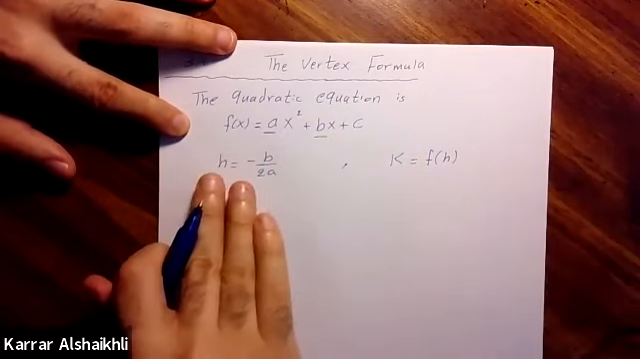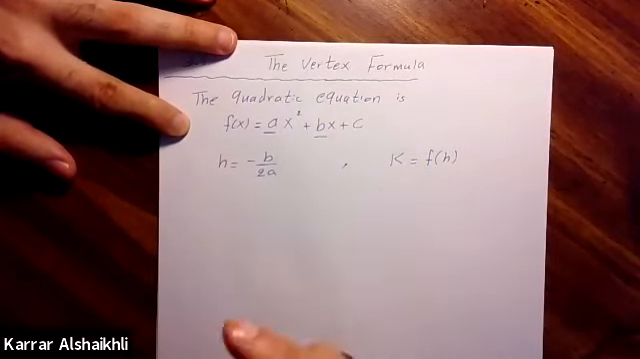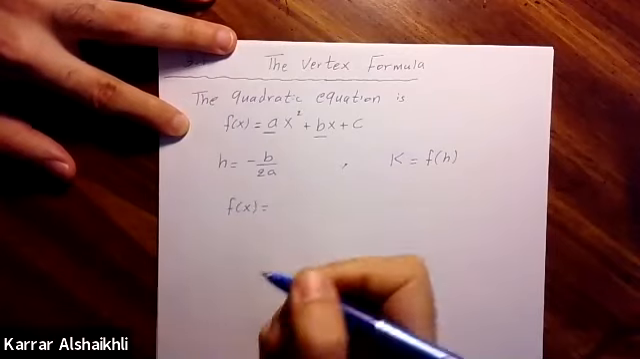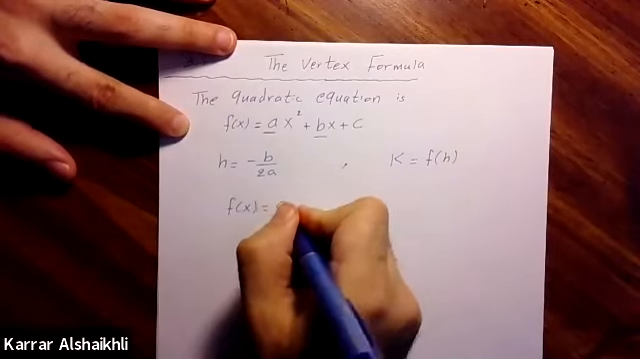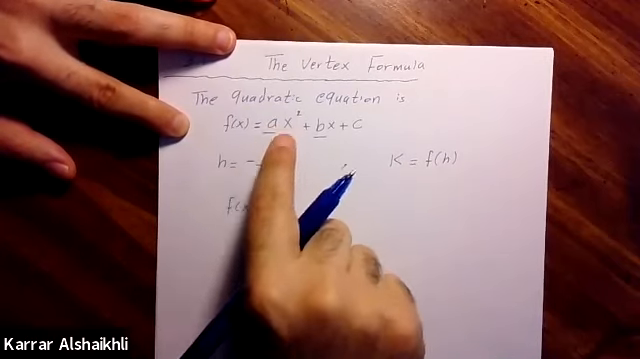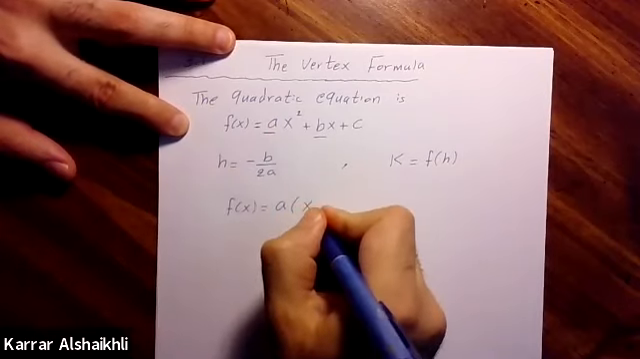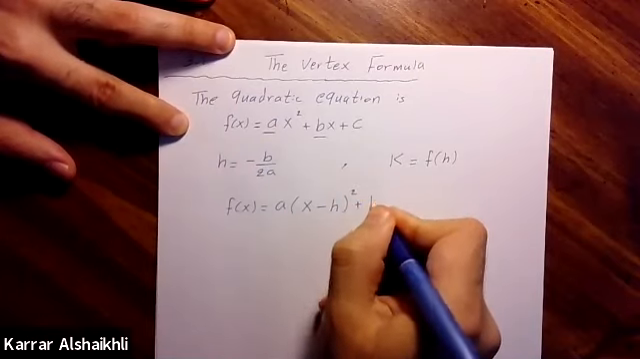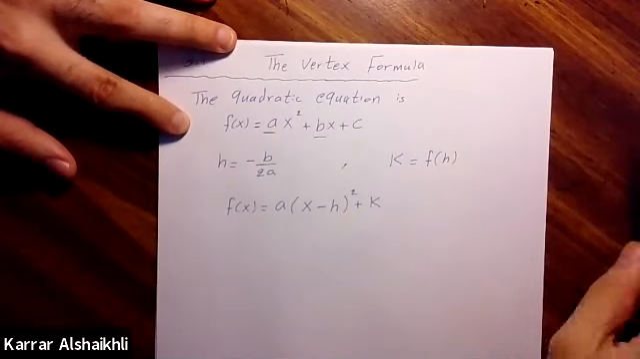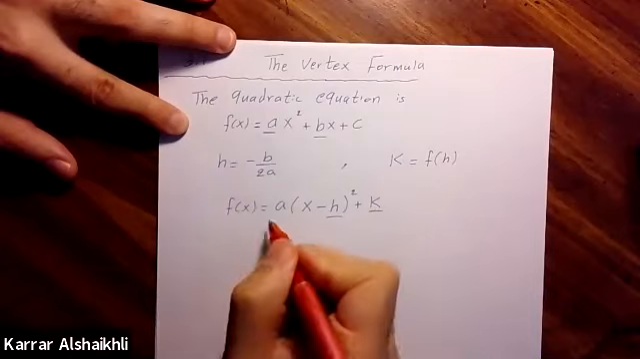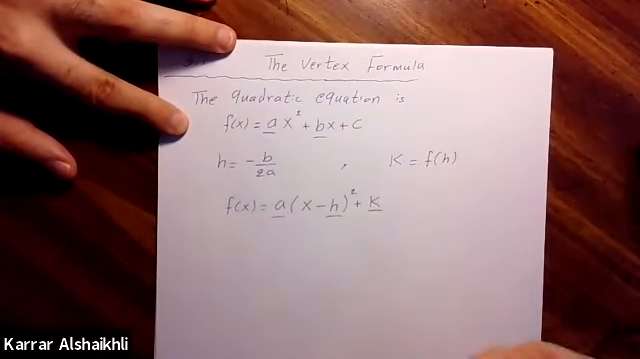So now, after I found the h and the k, I'm going to write down the vertex formula. The vertex formula, f of x, is going to be equal to a, exactly the same number as the coefficient of x squared from the quadratic equation, times open parentheses, x, which is the variable, minus h, squared, plus k. Here is the important thing, because we already found the k and the h, and the a is exactly the same a from the quadratic equation.